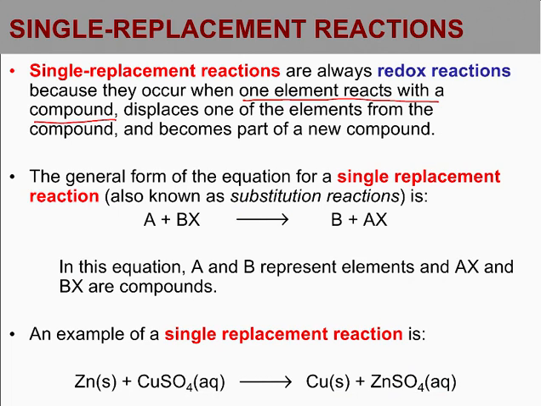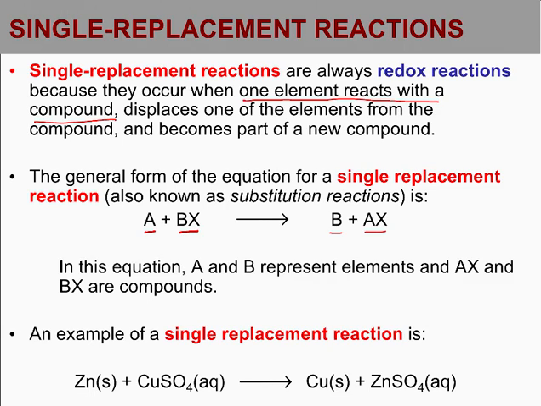So the element is going to displace one of the elements from the compound, and it becomes part of a new compound. So if we write the general form for this reaction, also known as a substitution reaction, we have an element A and a compound BX. And A is going to replace B. So at the end of the reaction, we end up with B as a pure element and the compound AX. So B and A switched places.